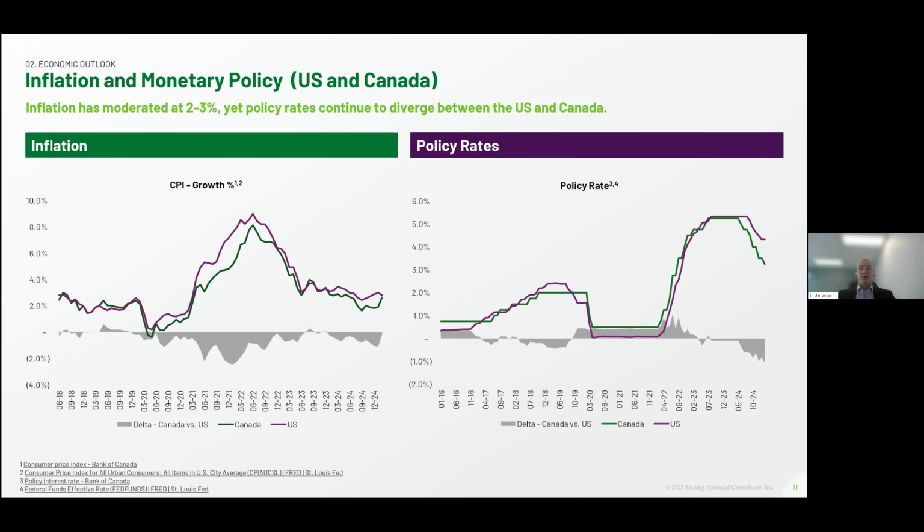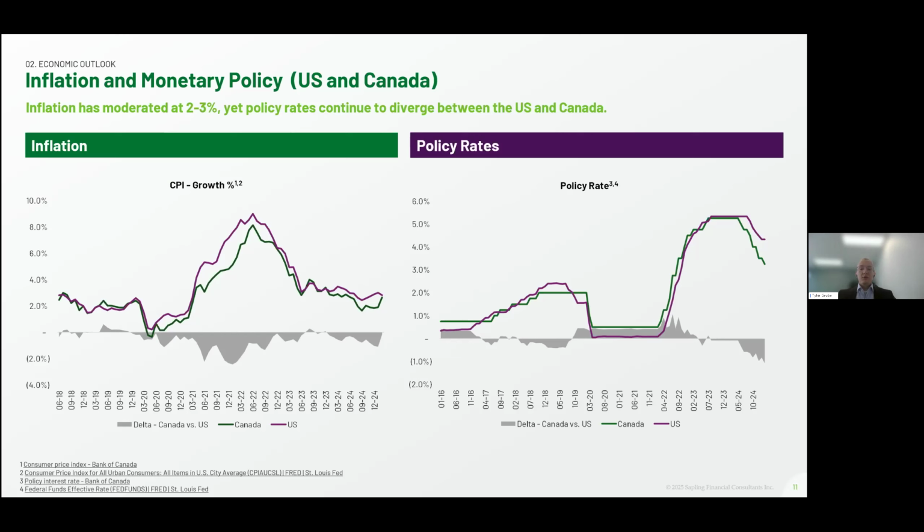Moving on to inflation and central bank policy. On this slide, we presented for the U.S. and Canada the monthly CPI on the left and the policy rates on the right. Canada, again, is the green line and U.S. is the purple line. Just a refresher, CPI, or Consumer Price Index, shows the average price paid by consumers for goods and services, while policy rates represent the rates set by central banks on what banks can charge each other on reserve balances lent overnight.